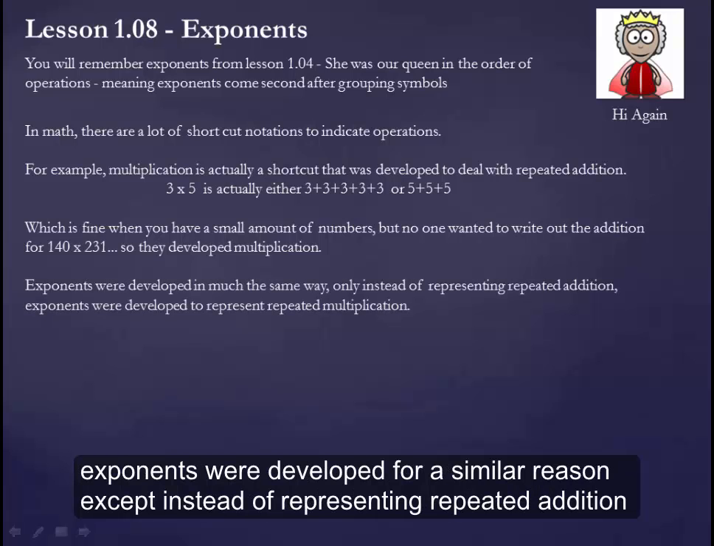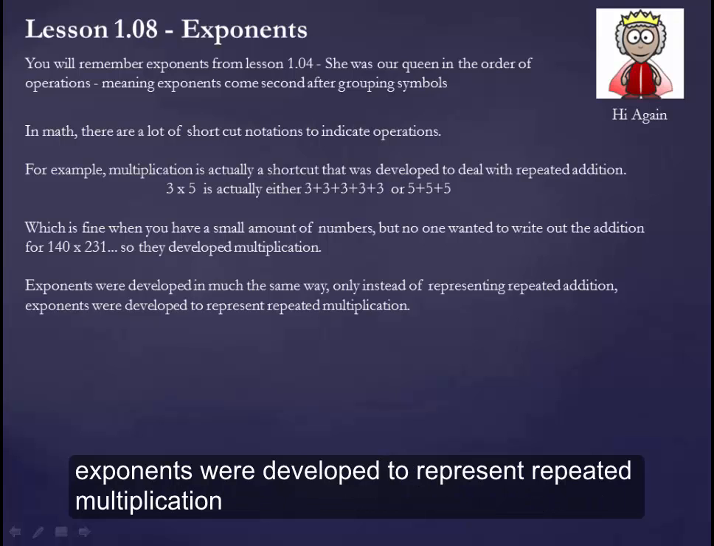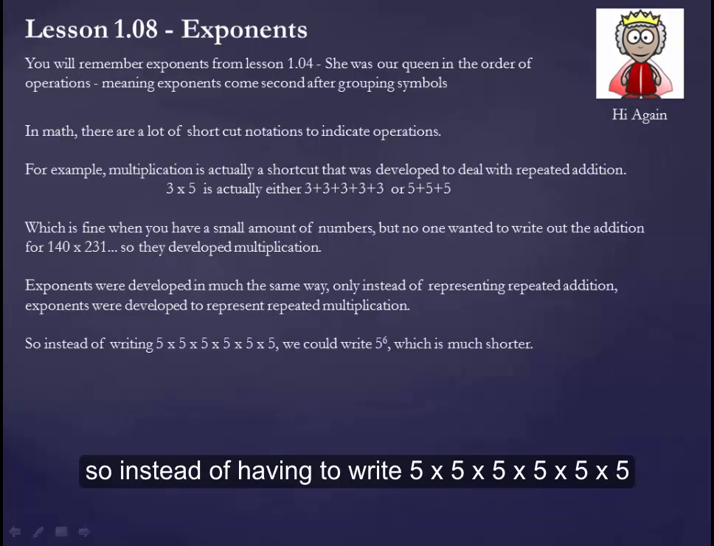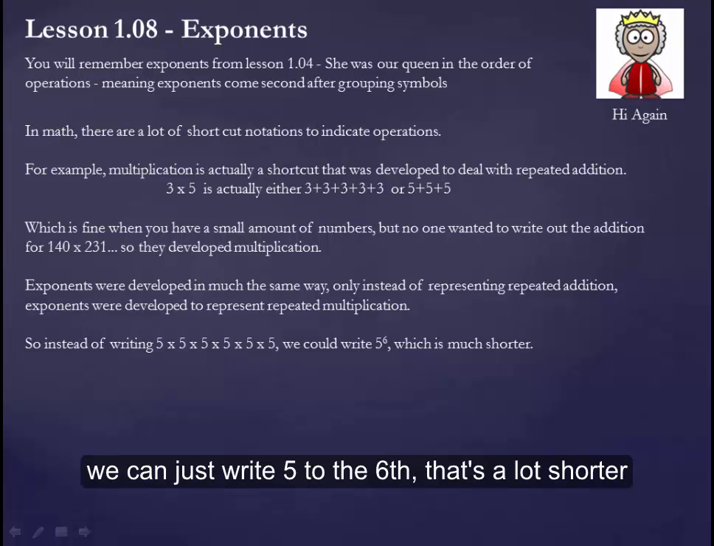Exponents were developed for a similar reason, except instead of representing repeated addition, exponents were developed to represent repeated multiplication. So instead of having to write 5 times 5 times 5 times 5 times 5 times 5, we can just write 5 to the 6th. That's a lot shorter.